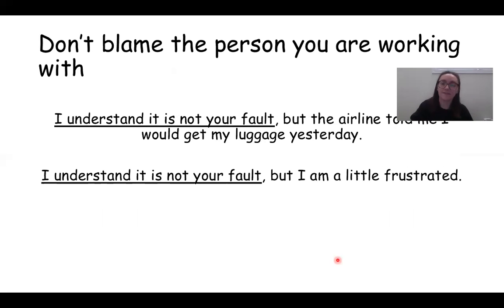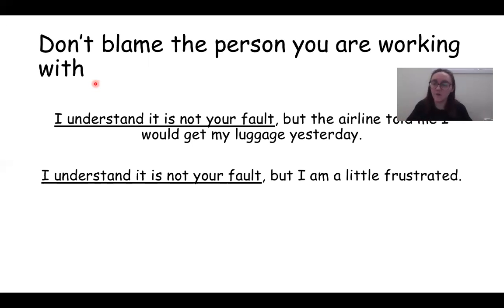So the next part is important too. Don't blame the person you are working with. You are all in kind of service positions. So sometimes people will come up to you and tell you something's wrong, but it isn't your fault, right? It's not your fault that something happened. So it's the same when you're complaining to people. Sometimes, most of the time, the person that you talk with is not the person that did the thing that was wrong. So you want to make sure that you're nice to them because they are the ones that are going to help you fix the problem, right?